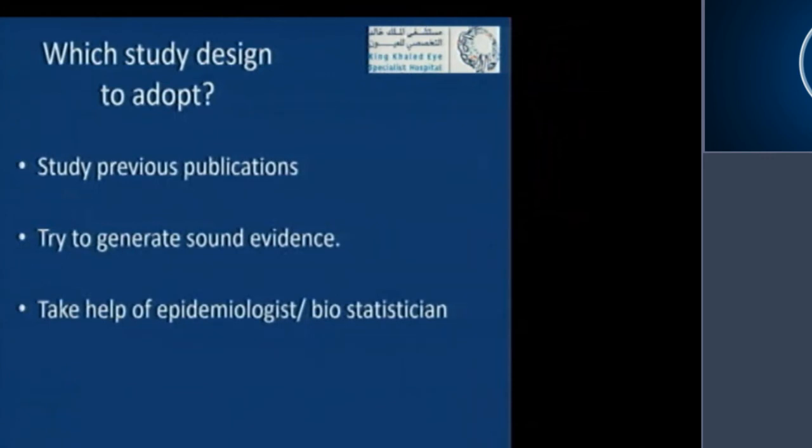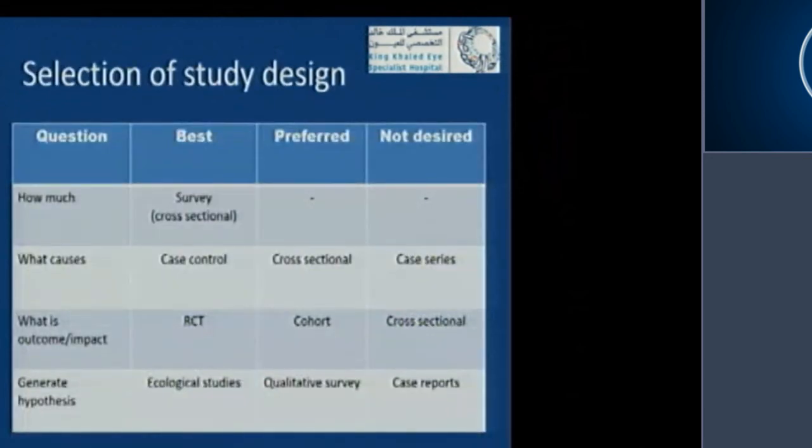Now, another important dilemma which occurs is which study design to adopt. I have a question, but which type of study do I have to do? For that, you better study the literature or the journals, what other people had done to answer the same question. Try to generate sound evidence better than the previous one, because if they have said that this was the problem, we did it in case control study, you better do it in cohort study. And always help of biostatistician and epidemiologist is there. Take help in the planning stage and things will be easy.